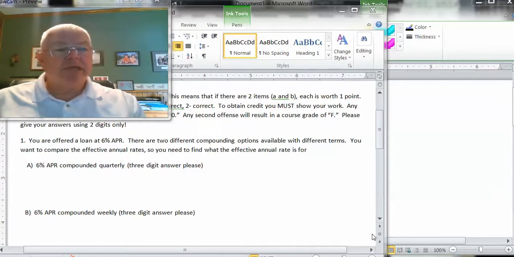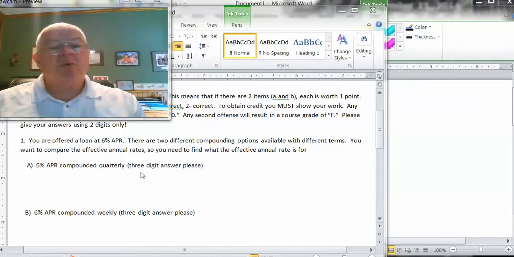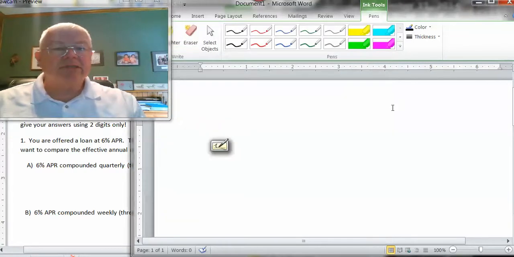The first one is you've got a 6% annual percentage rate. Remember, that's simple. Two different compounding options, fine. So the first one is 6% annual, compounded quarterly. I asked for a three-digit answer here, of course, because that's really where we start to see the difference on something like this. So let's just do it quickly. It's 6% compounded quarterly.